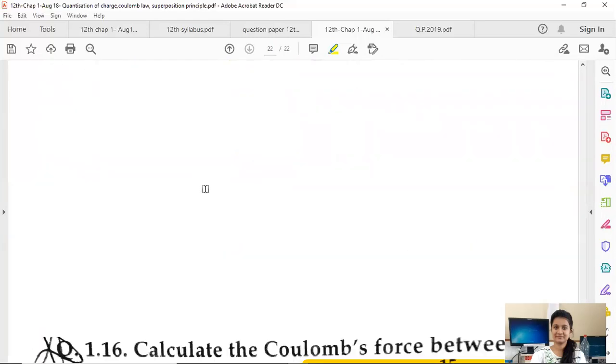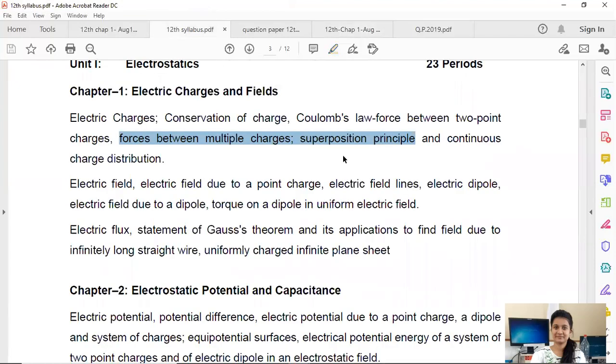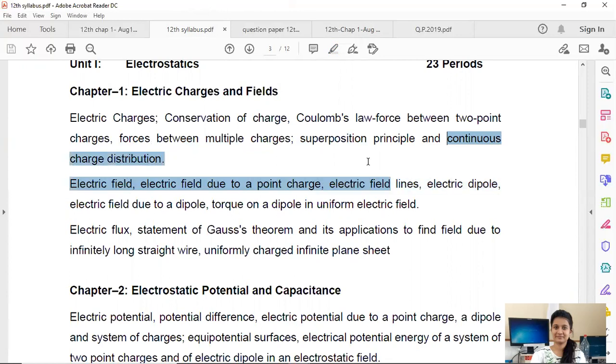So I think this is enough for today. The next class will cover continuous charge distribution, electric field due to point charges, and electric field lines. This is for the next class.